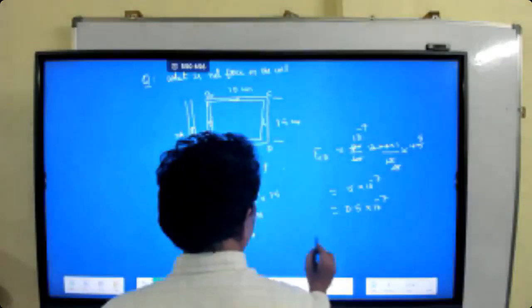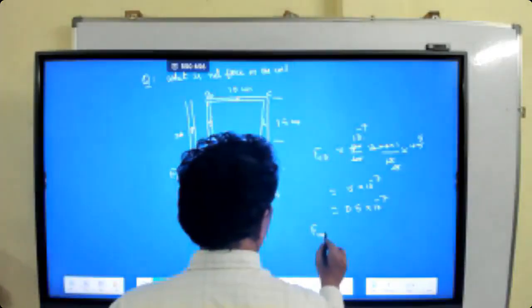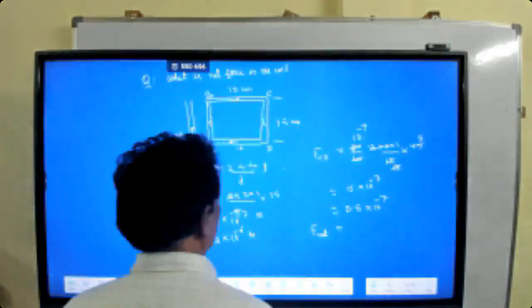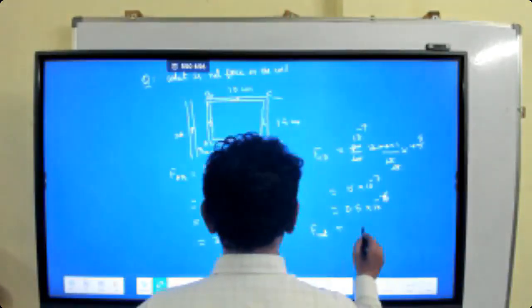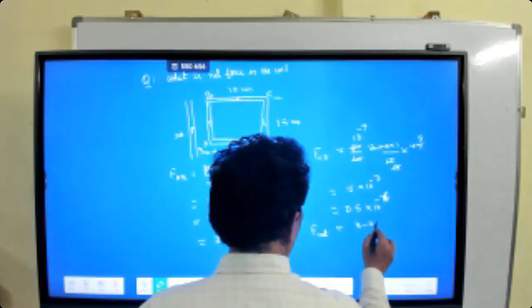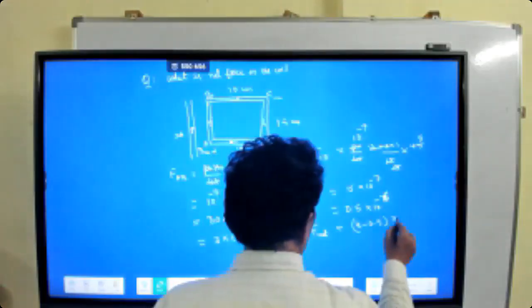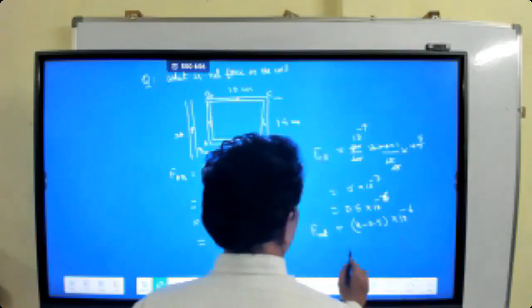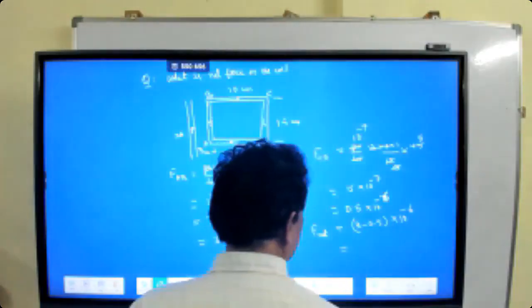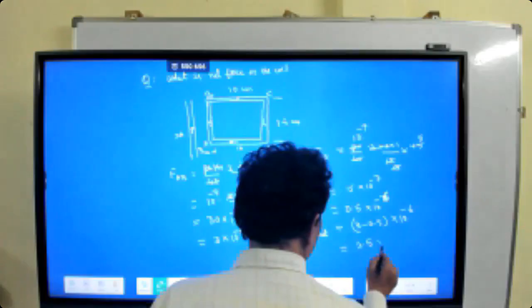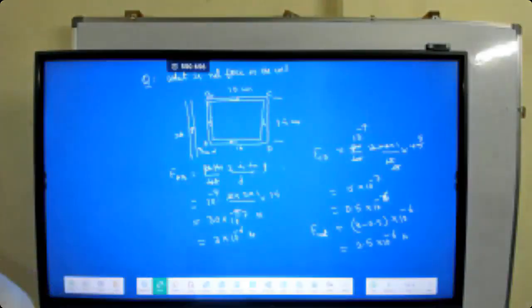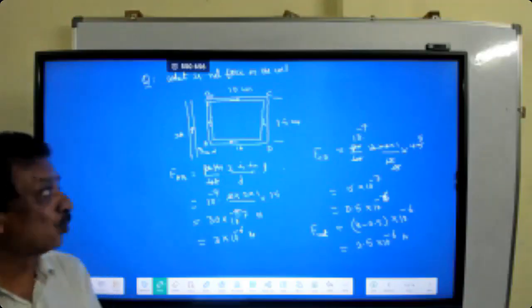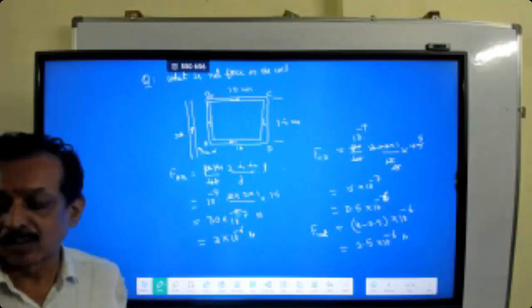Therefore, F net is equal to 3 minus 0.5 into 10 to the power of minus 6 newton. And then the coil moves in the direction of the larger force, toward Y. Which direction is the coil going to move?